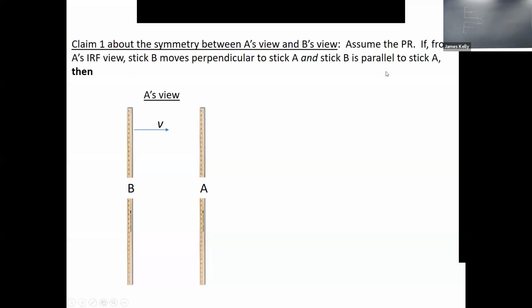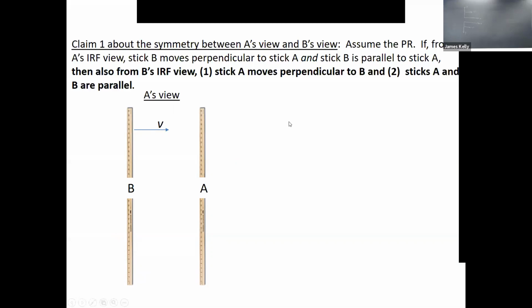Okay, and here's the claim we're trying to prove. First of all, it has 2 parts to it. If from inertial frame A's point of view, stick B moves perpendicular to stick A, and stick B is parallel to stick A, that's as I've drawn it here. The 2 sticks are parallel as observed by A, and stick B is moving perpendicular to its length. Those are the 2 premises. Then 2 things that we want to prove that are a consequence of assuming the principle of relativity.